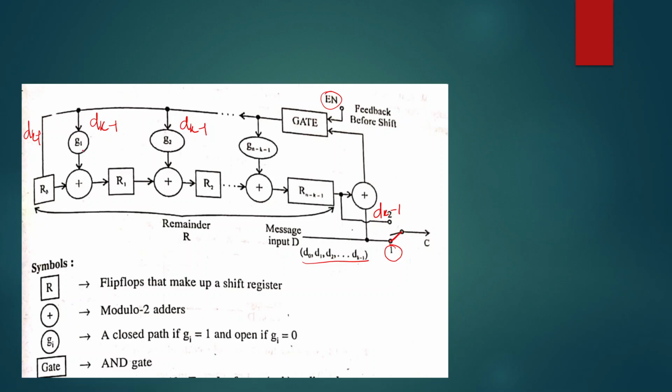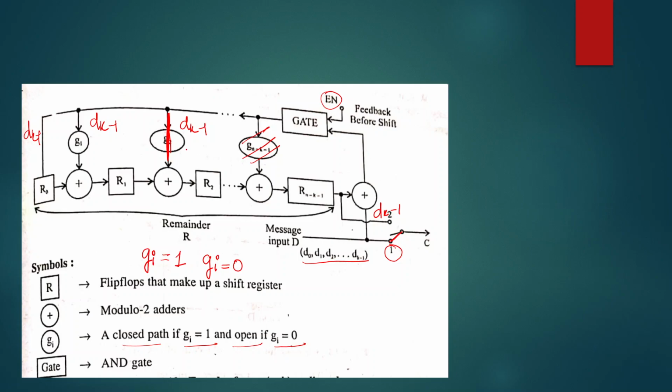Okay, so these are the g1, g2, so up to g of n minus k minus 1 coefficients. If any coefficient of g, that is the generator polynomial, is equal to 1, we just short it. If any coefficient g of i is equal to 0, then we neglect that part and open circuit it. So if gi is equal to 1, it will be a closed path; if gi is equal to 0, it will be an open path. This gate, if it is enabled, is actually an AND gate. Only when you enable it is this process going to happen.